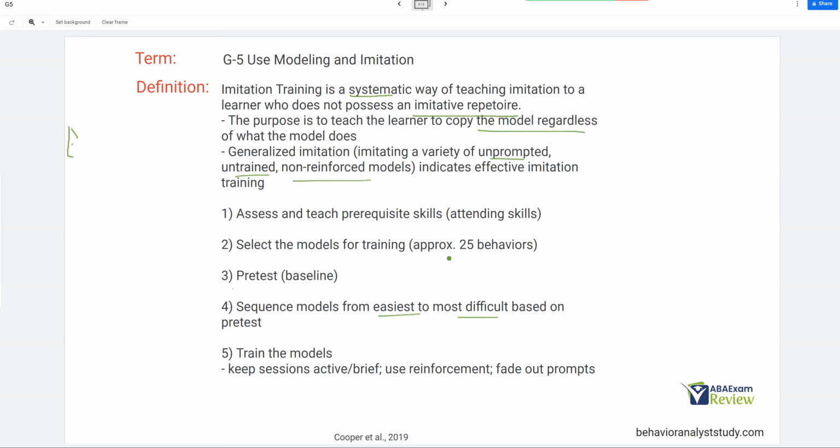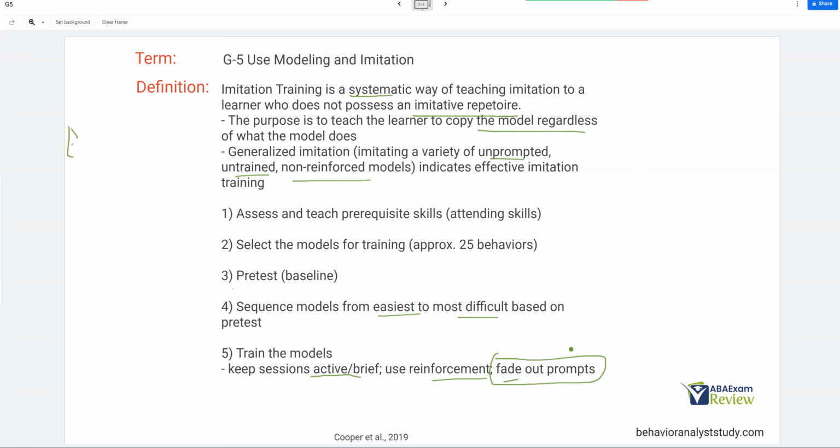on the pretest. Remember, the idea behind imitation training is they are imitating anything you do. So if you start with the easiest things that they already know how to do or are close to doing, they're getting reinforced much quicker, and you're trying to build that repertoire systematically. So then you're going to train. You want sessions active, you want them brief, you want them fun, right? Moving, okay? Use reinforcement, and then most importantly, fade out your prompts.